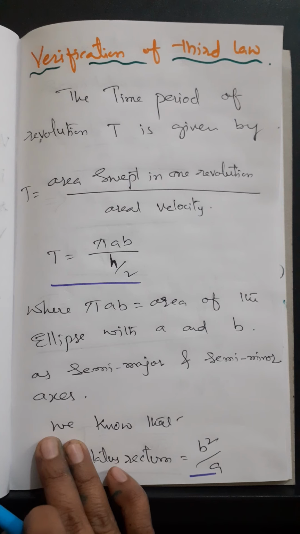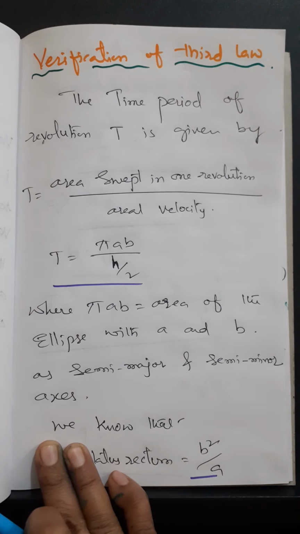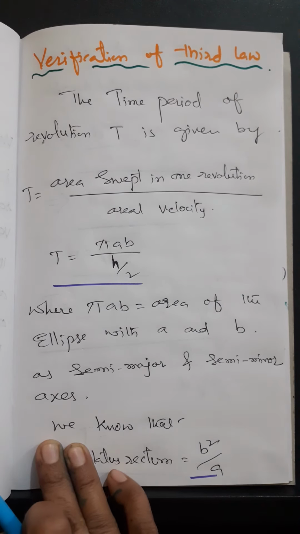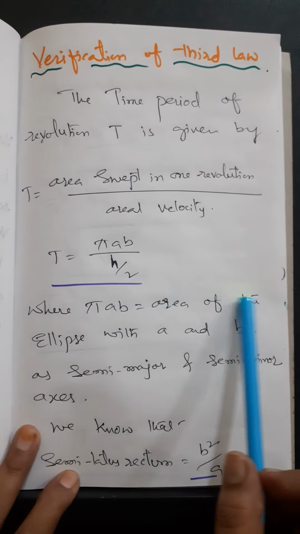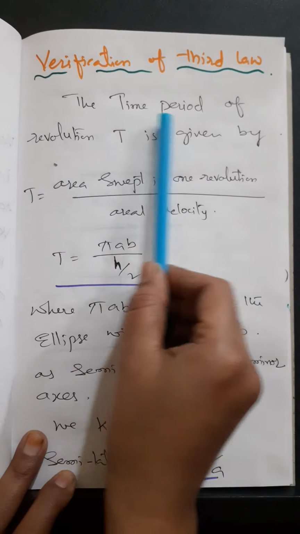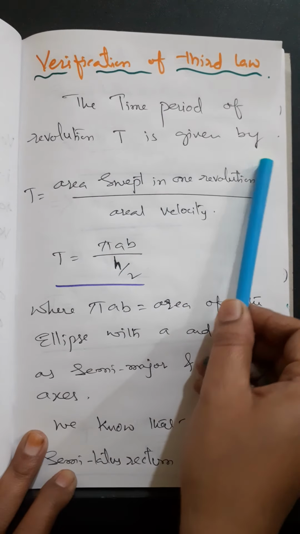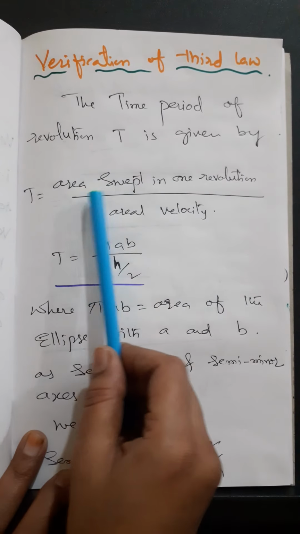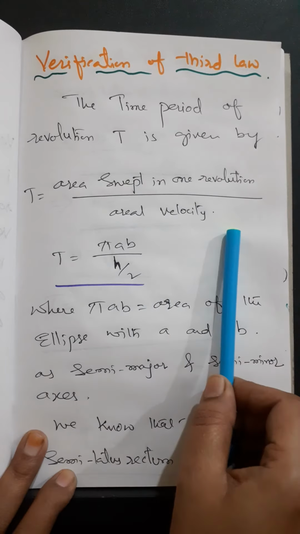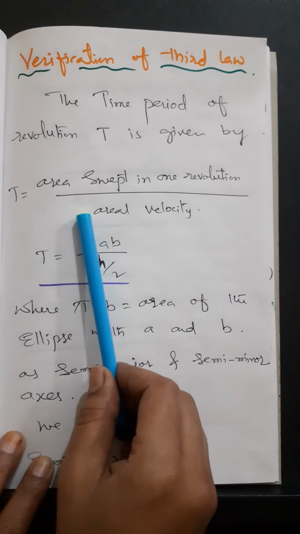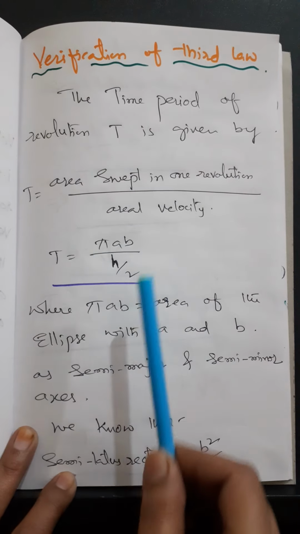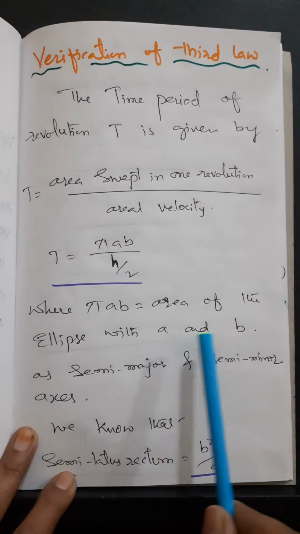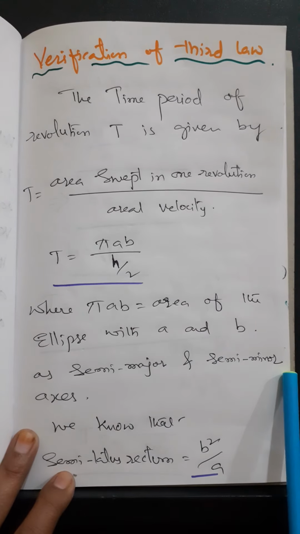So what is the third law? According to the third law, the square of the time period of the planet is proportional to the cube of the semi-major axis of the ellipse. The time period of revolution T is the area swept in one revolution divided by the areal velocity. We know that the area swept in one revolution is πab, the area of the ellipse, with a and b as the semi-major axis and semi-minor axis.